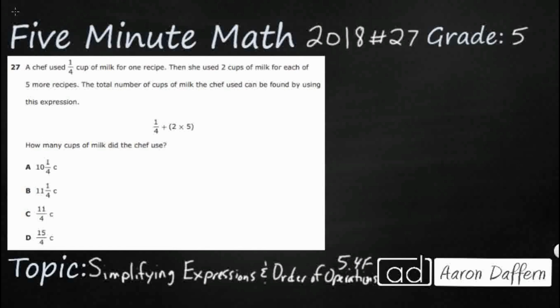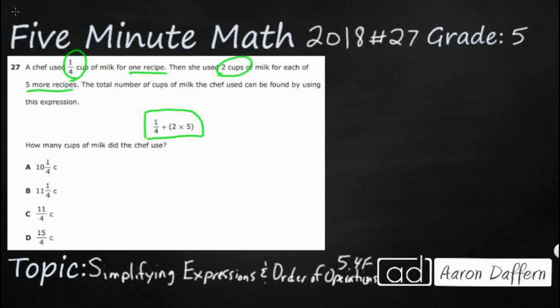So we have a chef here using 1/4 cup of milk for one recipe, and then 2 cups of milk for each of 5 more recipes. And so the total number of cups of milk used is right down here. Just 3 terms in this expression, and we just need to figure out what that expression simplifies to.